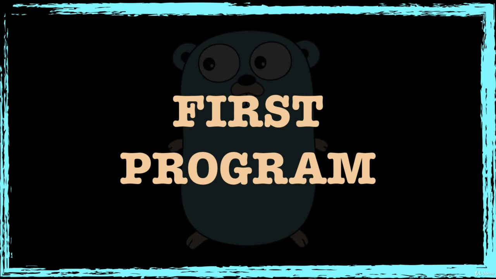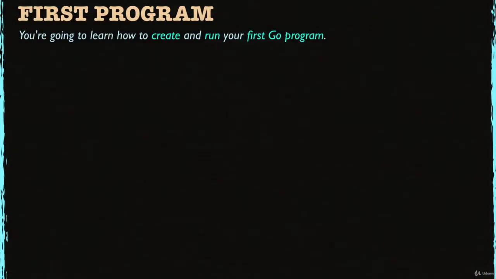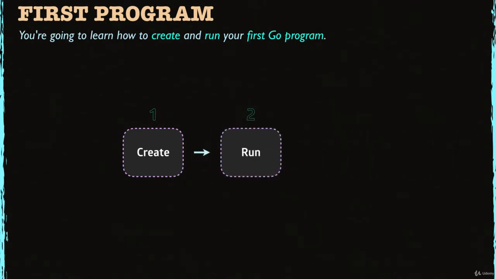Now I'm going to show you how to create and run a very simple Go program. It will print just a Hello Gopher message to the console. Nothing fancy for now. However, it will be a good first step. I'm going to walk you through 3 steps to achieve this goal. First, you're going to learn how to create a Go program. Second, you're going to learn how to run it from the command line. Third, I'm going to explain the parts of a Go program in greater detail.